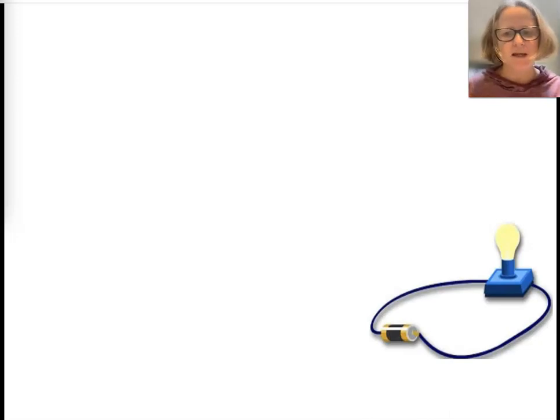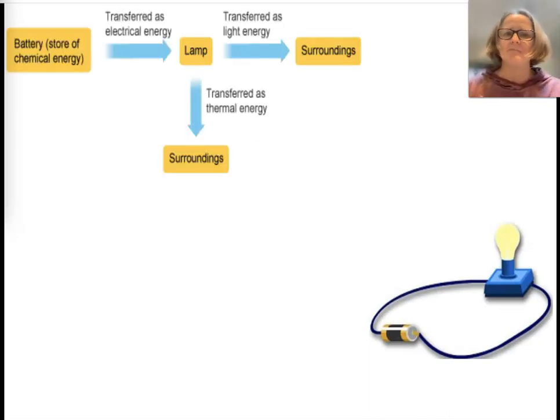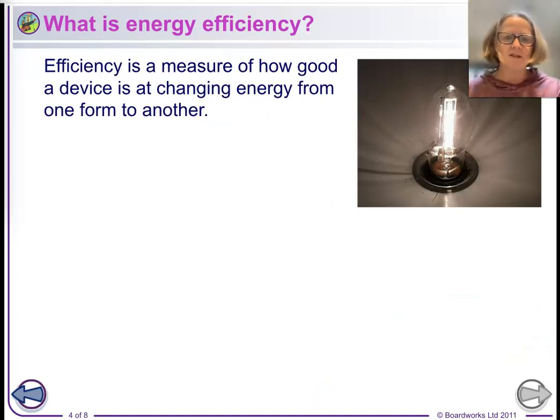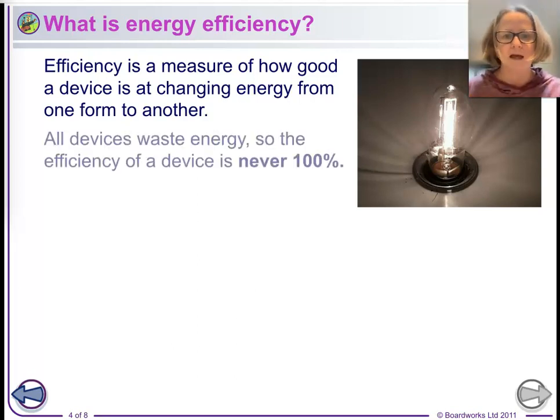So in this example here that we've seen before, you have a battery transferring its chemical potential energy into electrical energy as light and heat into the surroundings. And some of that is useful and some of it is not. And we can just depict that in this Sankey diagram here. So when we're looking at efficiency, we're measuring how good is a device at changing one form of energy into the useful form that we're looking at.